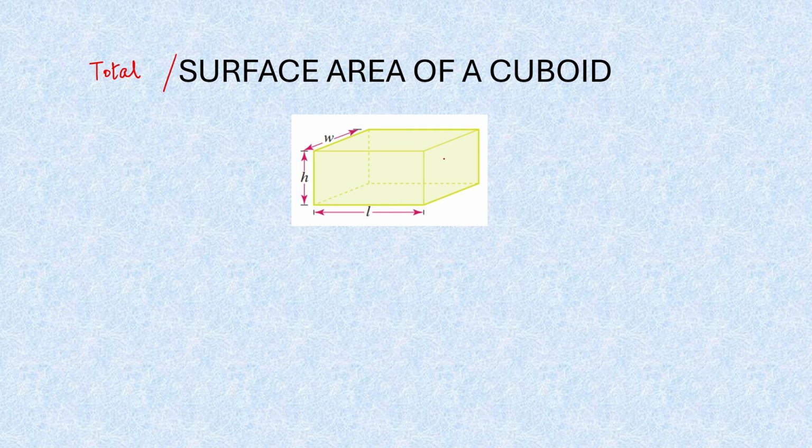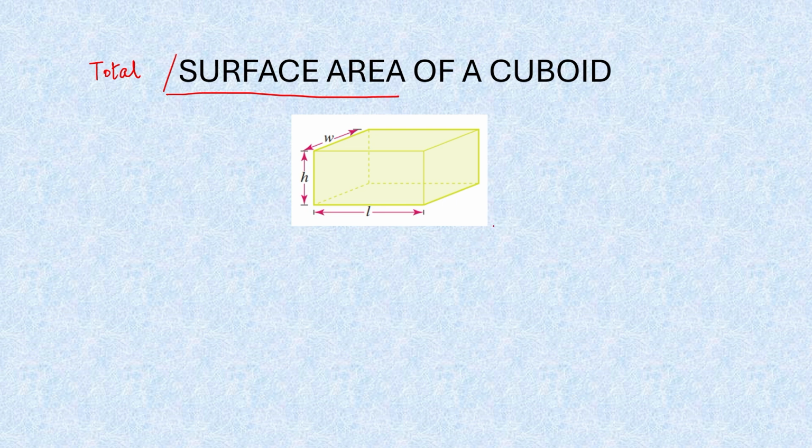So if we have a cuboid of length L, height H, and width W, we have to find out the surface area of this cuboid. We'll derive it in a very easy way. First, we'll find the areas of all the faces of the cuboid. We know that a cuboid has 6 faces, so we'll find the area of all the faces and then add them up together to get the total surface area of the cuboid.